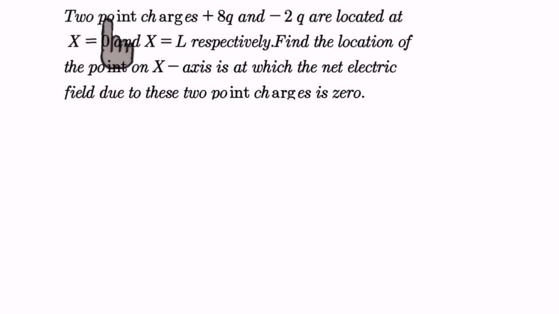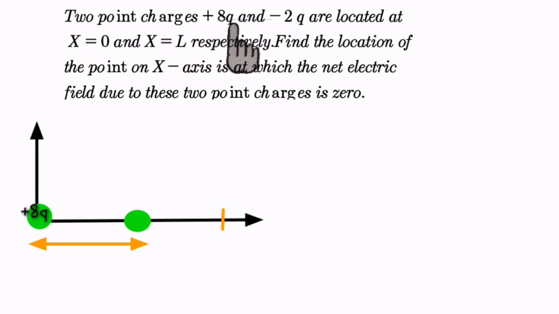Here, the question is: 2 point charges plus 8q and minus 2q are located at x equal to 0 and x equal to L respectively. Find the location of a point on the x-axis at which the net electric field due to these 2 point charges is 0. Here, since one charge is positive and the other is negative, the net field will never be 0 somewhere between the charges.